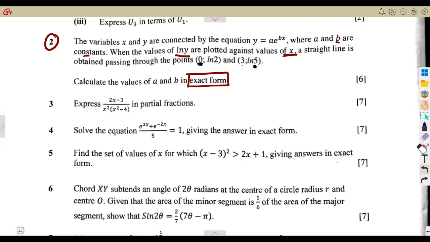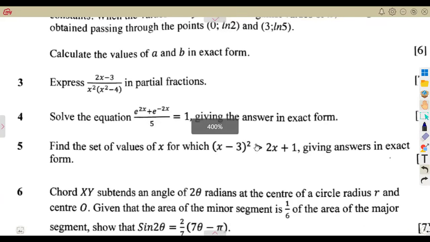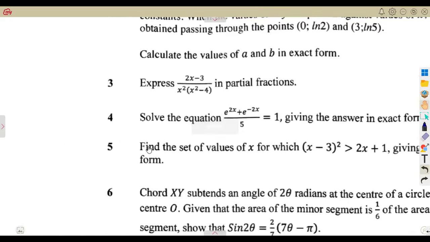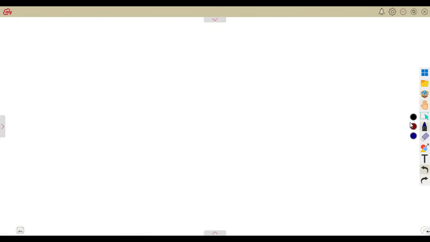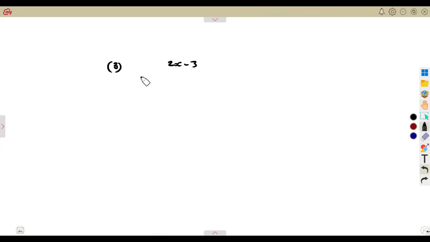All right, let's consider another part of our question. On number 3, we were asked to express this in partial fractions, 7 marks for that. Okay, let's see the fraction that we are supposed to express in partial fractions. Remember, this was given as 2x minus 3 over x squared into x squared minus 4, like this.